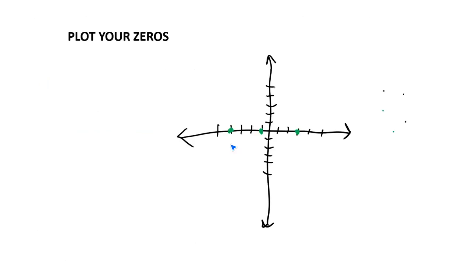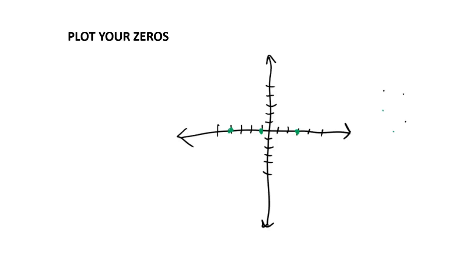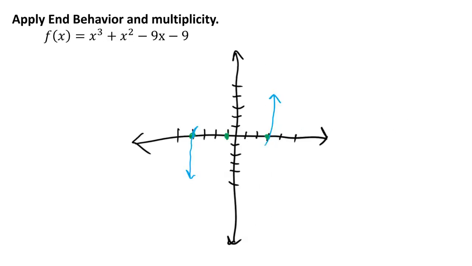If we wanted to graph it, we plot our zeros. So we have the -1, the +3, and the -3. And then the behavior: notice that this is cubed and this is a positive. So our behavior is going to rise to the right and fall to the left. And at the zeros, it's going to cross, because the zeros were not repeated.